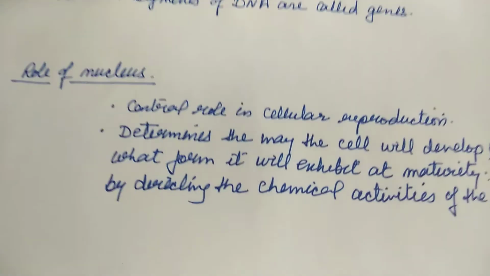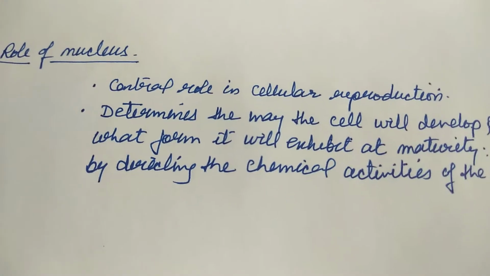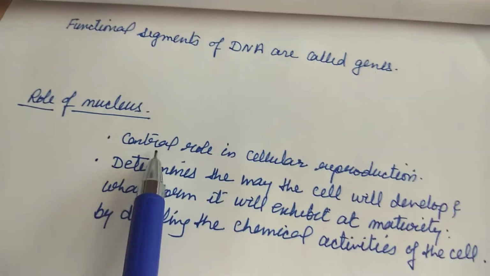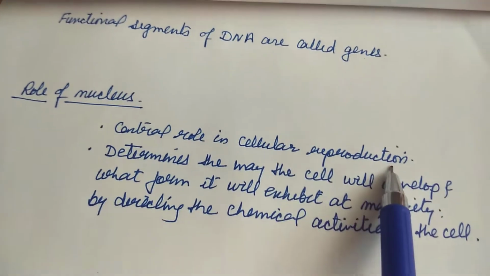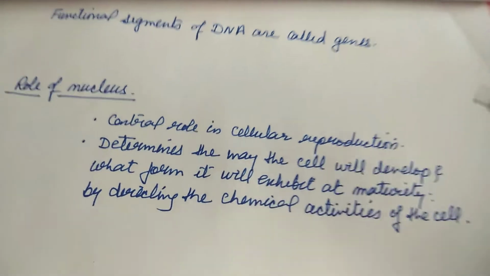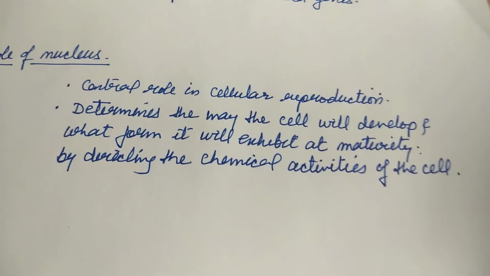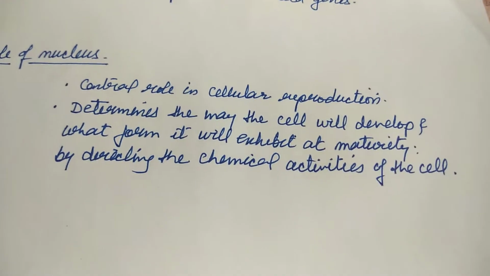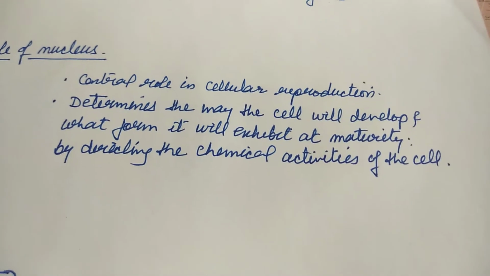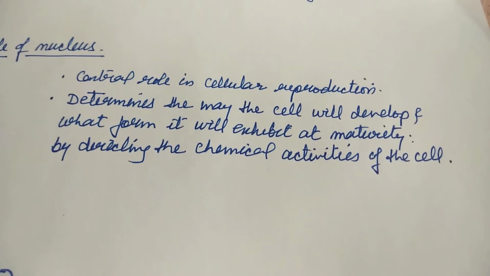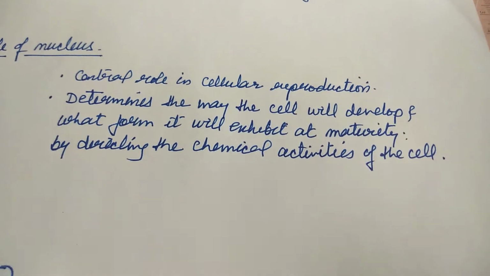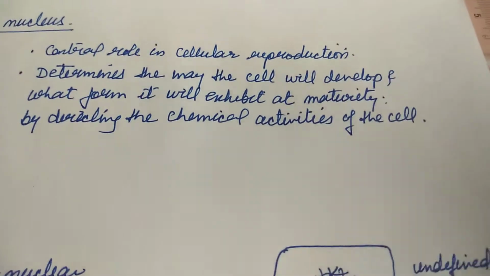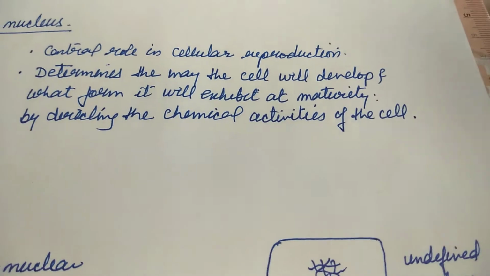Now, what is the role of this nucleus? It has a central role in cellular reproduction. We know that first the nucleus divides, the chromosomes divide, the nucleus divides, and then only the cell divides. So it has a role in reproduction. Secondly, it determines the way the cell will develop. Right? The cell will develop into what type of organism?